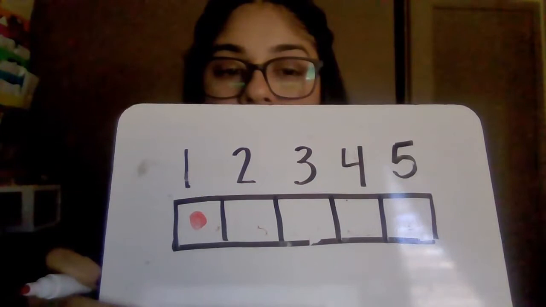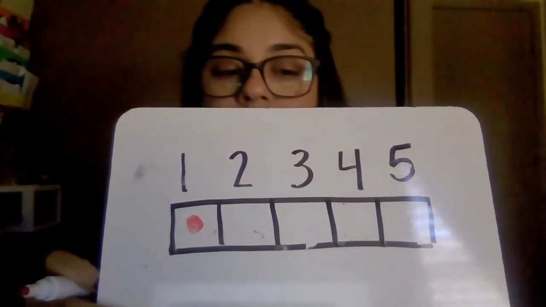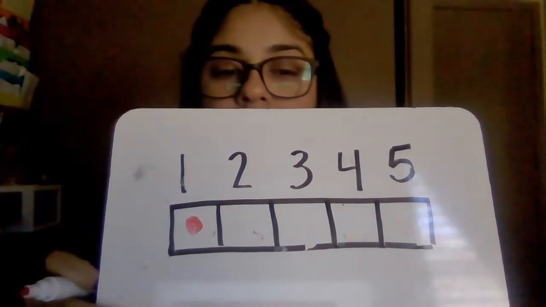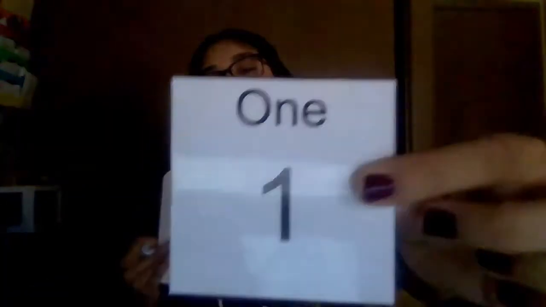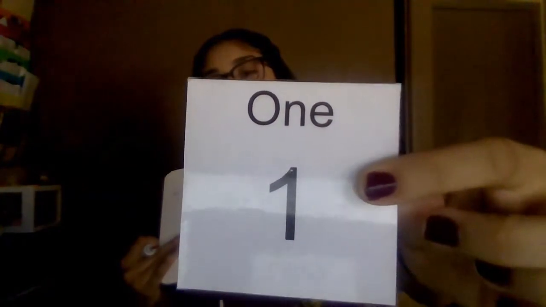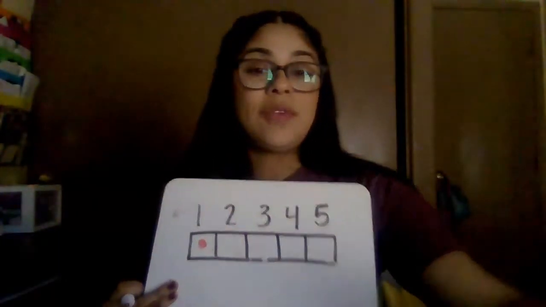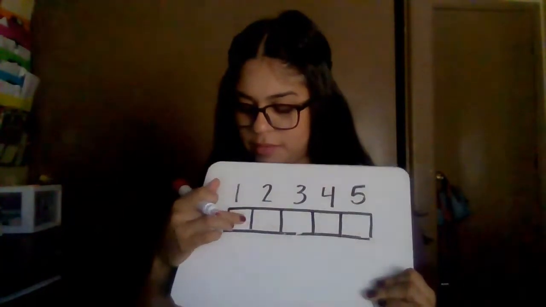One. Do we need more or do we stop? Remember, we only want one manipulative, one block. If you said we are stopping, then you are correct. Because we're already at one. Okay? So let's clear our area.